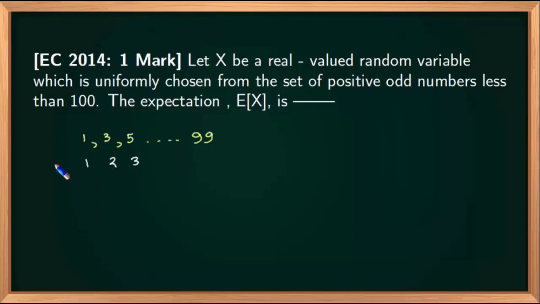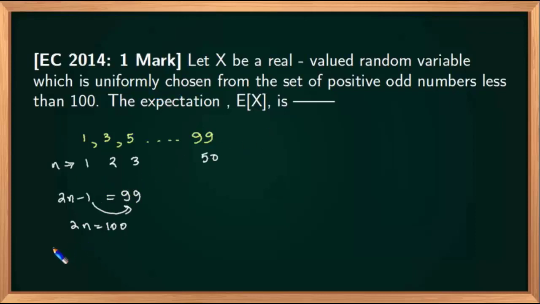So the relation is something like this. If this is n, then 2 into n minus 1 is this particular number, right? 2 into 1 minus 1, 2 into 2 minus 1, 2 into 3 minus 1. Like that, I need to find the value of n here. So I know that 2n minus 1 is 99. When I take this to the side, I get 2n equal to 100, or rather n is 50. So I have 50 such numbers, and all these numbers are equally likely. That's why it is given that it is uniformly distributed.